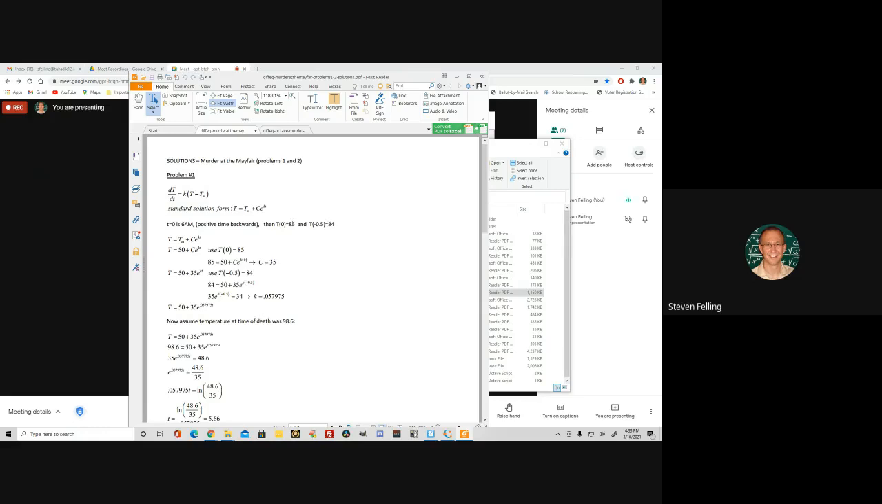So we could use the first value here, t, time is 0, temperature is 85, to plug in 85 here, and 0 for the time, to solve for the constant C and find that it's 35. Then plug that into the equation.